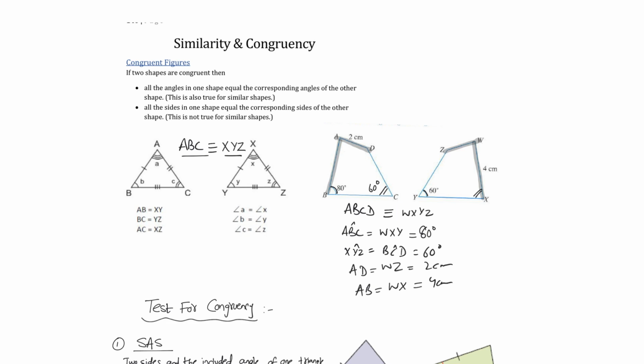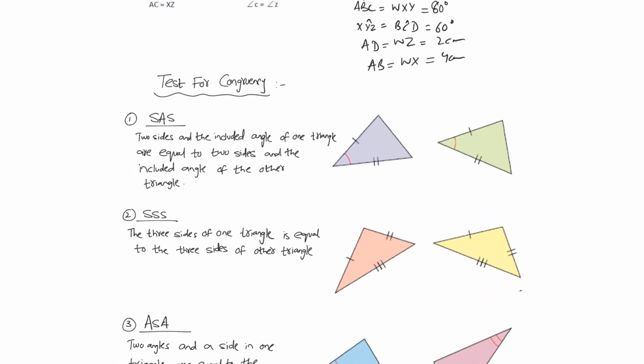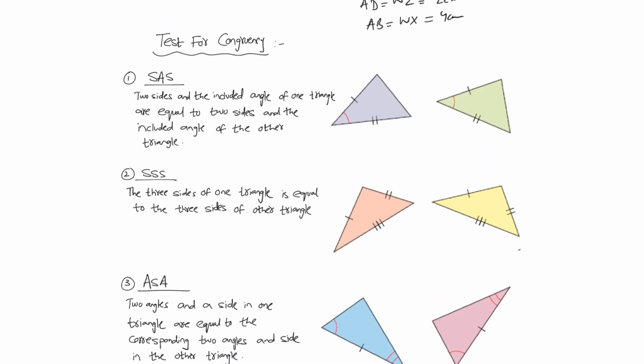So guys, now there are certain tests for congruency, and these are, let's say you have two triangles. Let me name this triangle ABC and this triangle XYZ.